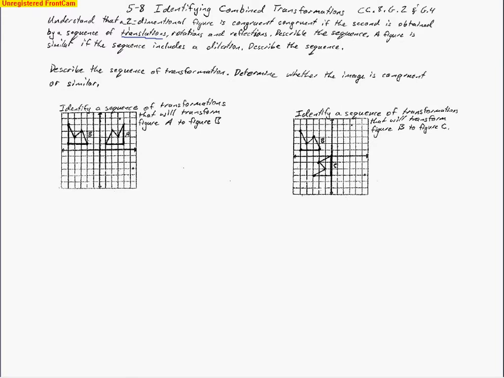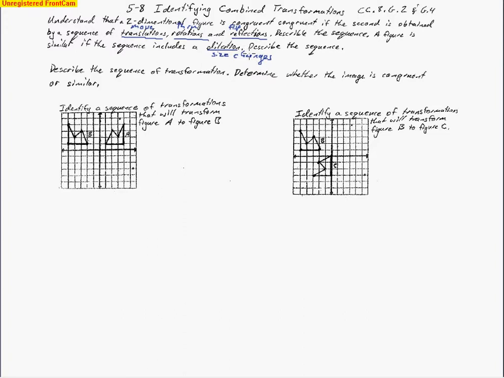Translations, which are moves. So if the item was moved either left, right, up, or down. A rotation is when it was turned. So if it turns, or reflection when we flip it. And so the other type is a dilation. And this is when the size changes. So those are the different things we're going to be looking for as we do these.